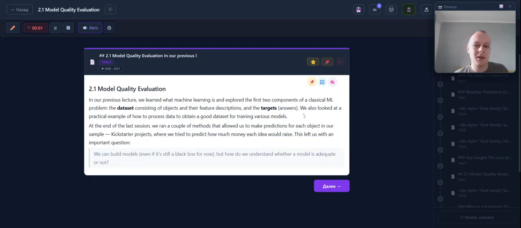Hey everyone, today I want to talk about model quality evaluation. If you remember last time we learned something about objects, samples, target values, and so on. Also, we tried to practice in our first lab, and we got some result.